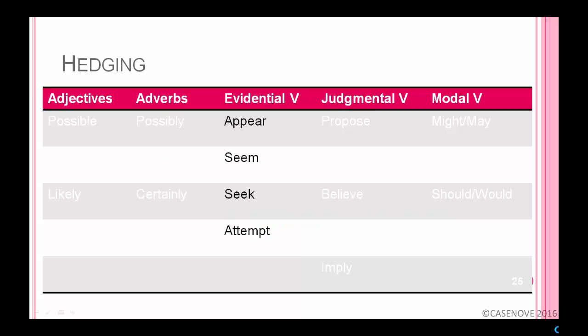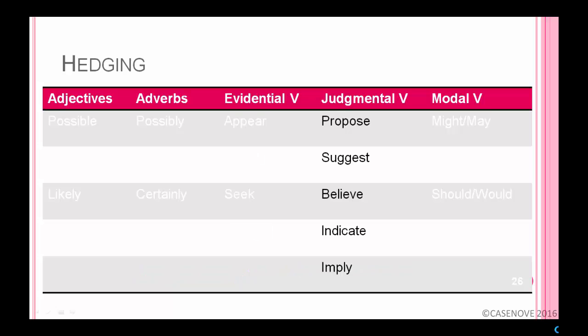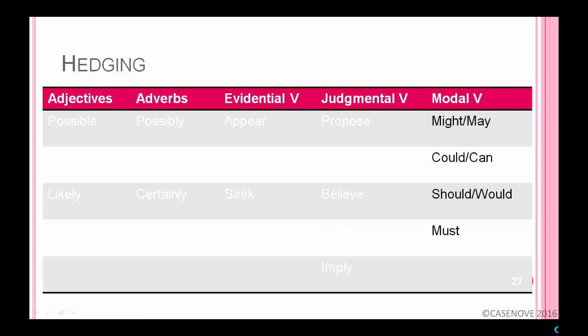The claim can also be introduced using a verb that refers to the perception of an event. These are called evidential verbs. If a claim is a result of a reflection, other verbs can be used, judgmental verbs. Finally, modal verbs are also common hedges. All these techniques can be combined to tune your sentences and introduce your statements with the appropriate level of confidence associated to them.